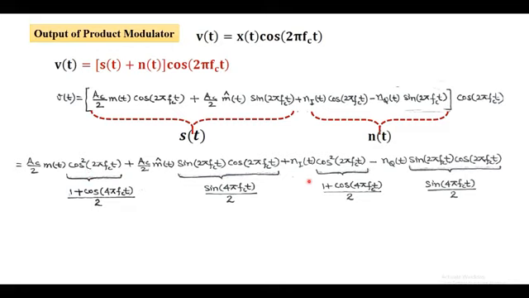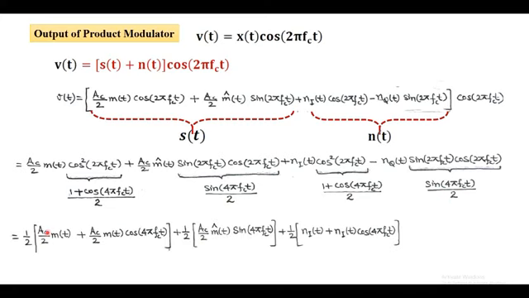In the first and third terms, we use the formula cos²a = (1 + cos 2a)/2, and here a is 2πfct, and in the second and fourth terms we can put sin a cos a = sin 2a/2. So after this arrangement we get v(t) = 1/2 within bracket Ac/2 m(t) plus Ac/2 m(t) cos 4πfct plus 1/2 within bracket Ac/2 m^(t) sin 4πfct plus 1/2 within bracket ni plus ni cos 4πfct minus 1/2 within bracket nq into sin 4πfct.